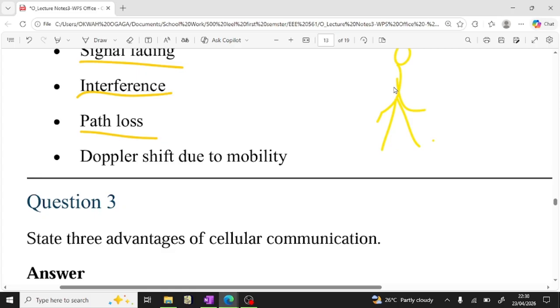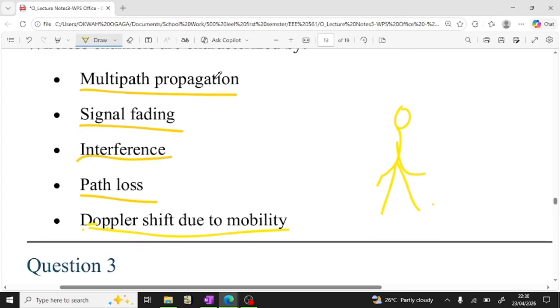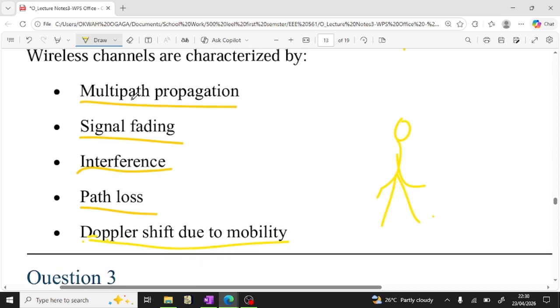So these are the properties of wireless channels. Multipath propagation happens due to a signal reflecting on different objects. Then signal fading happens because of multi-path interference, multiple paths interfering with your signal, so your signal can get stronger or weaker. Then interference: other signals in that channel can interfere with your own signal. That's the idea of interference.